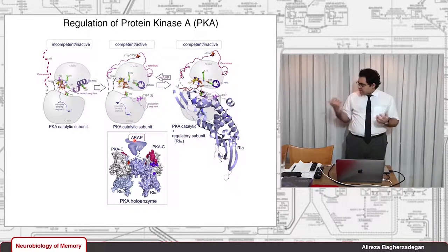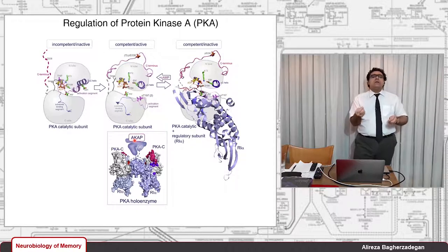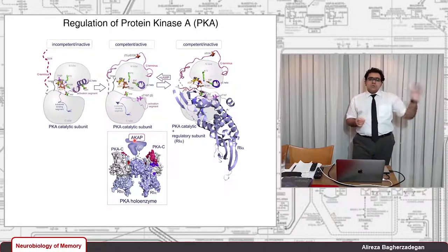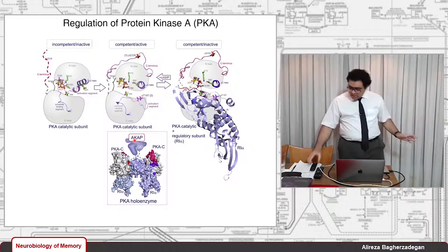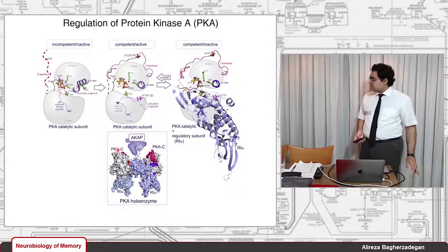So sometimes protein kinase A's form whole enzymes or dimers, and they have a dimerization domain, and this dimerization domain binds to A kinase anchoring protein, and the role of AKAP is to anchor the protein kinase, that dimer or that whole enzyme, to the membrane of some organelles, wherever the protein kinase A is needed. So this is the role of AKAP and the dimerization domain.